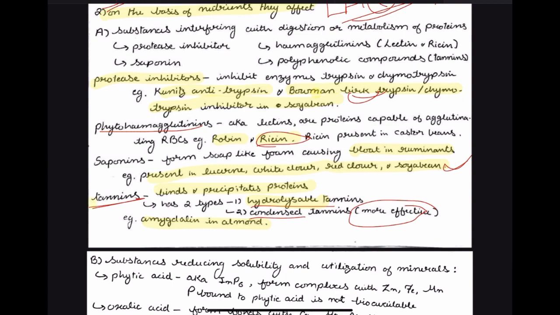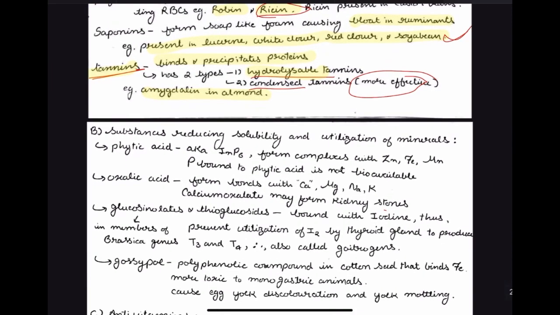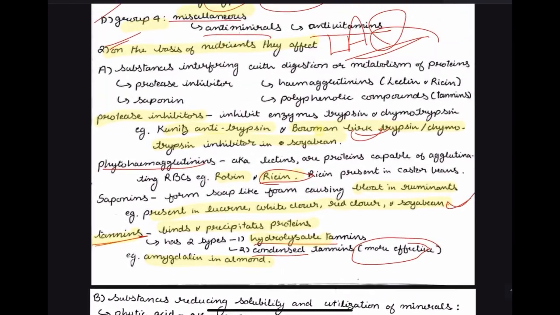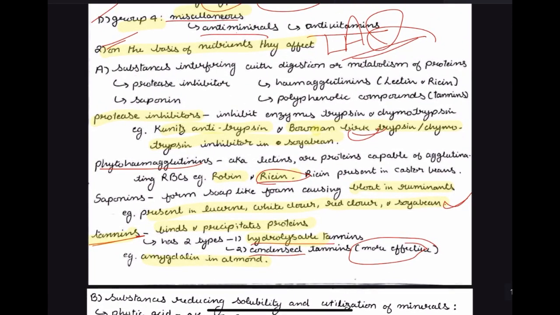Thus, tannins are used intentionally in the production of bypass proteins, which are used in feeding of high yielder animals, especially high yielder dairy animals. But if it is unintentional, the tannins are an anti-nutritional factor. Then we have substances which reduce the solubility and utilization of minerals. So first we had anti-proteins, which included protease inhibitors, phytohemagglutinins, saponins, and tannins.